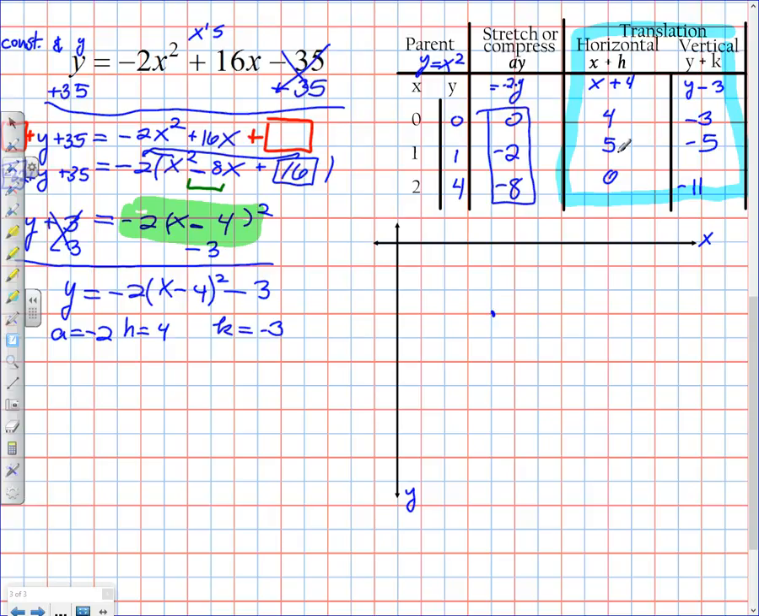That is the first point. Second point, x is 5, y is negative 5, 1, 2, 3, 4, 5. Next point, x is 6, and y is negative 11, negative 5, 6, 7, 8, 9, 10, 11. Same procedure, connect point 1 to point number 2 and connect number 2 to number 3.